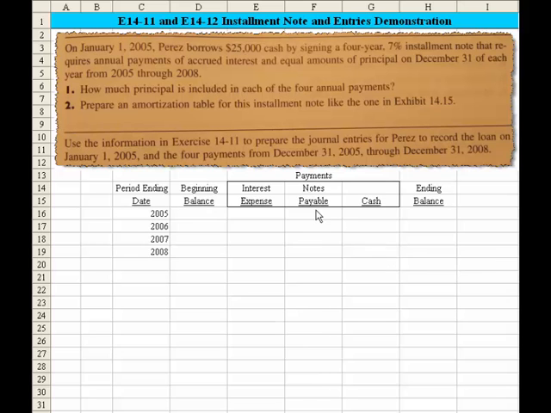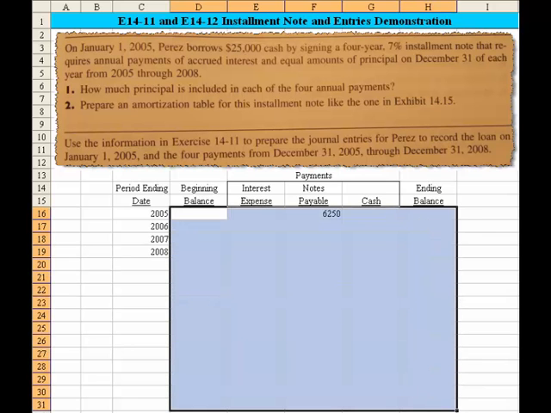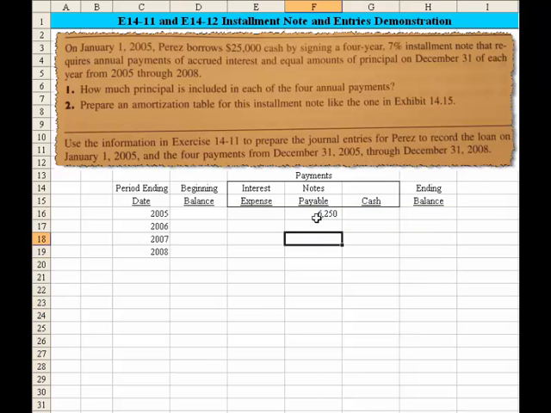Well, let's go right here and determine what that amount of the annual payment would be. It's $25,000 divided by 4 payments. So the principal amount we will be paying off each period is $6,250. Now let me format this, and I'll just make these whole dollars for the purpose of this example.